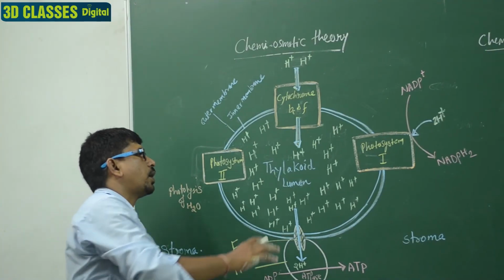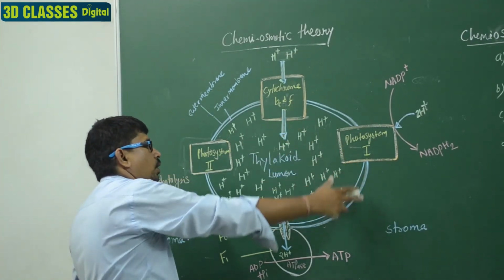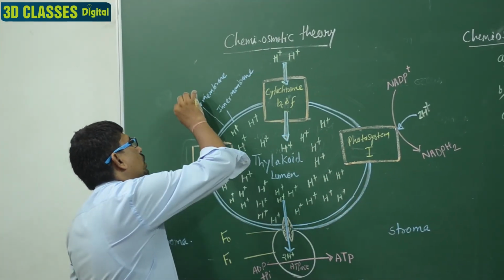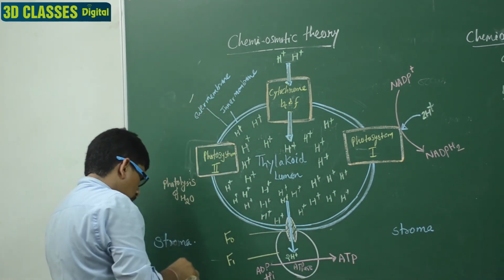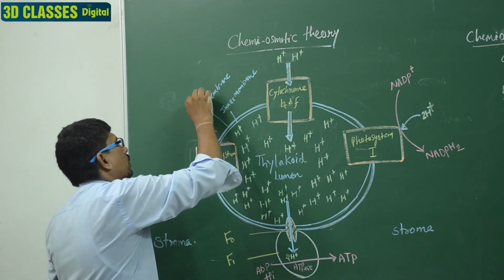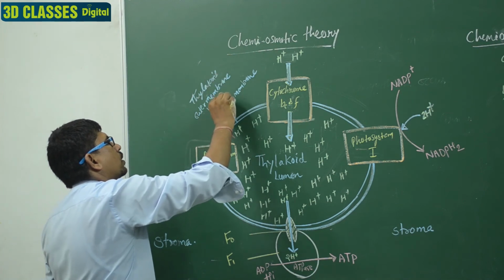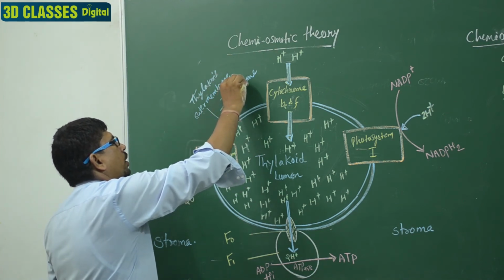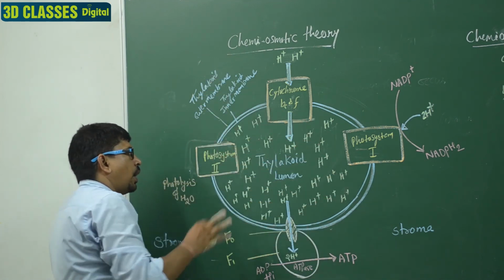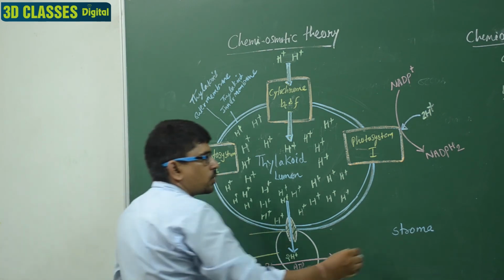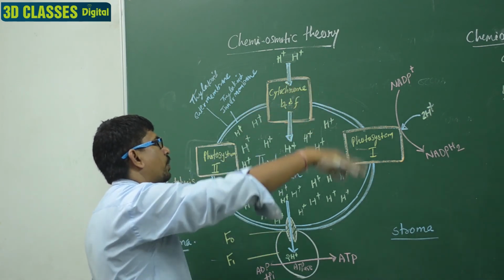Students, this is the diagram of the chemiosmotic theory, and this is the thylakoid. The thylakoid structure contains two membranes, an outer membrane and an inner membrane. This is the thylakoid outer membrane, and this is the thylakoid inner membrane. Clear? So this disc-like structure is the thylakoid, and outside there is the stroma. It is the granal part and it is the stroma part. Clear? And it is the complete chloroplast.